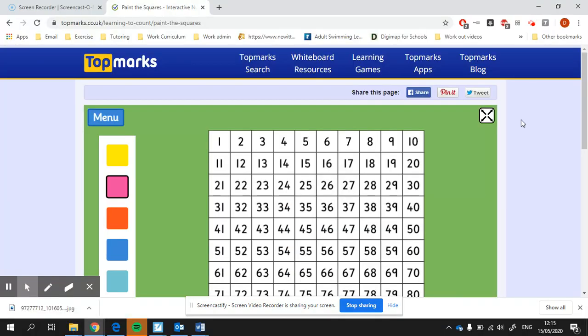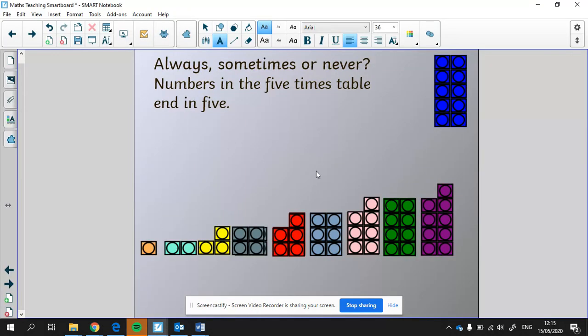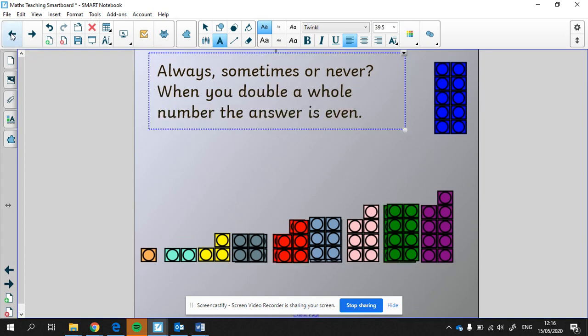And we'll have a little look at the main bit of our lesson now. Now we're going to be doing some investigative work today, an investigation. And we're going to look at some different questions. Always, sometimes, or never, and investigate whether these different mathematical statements are always true, sometimes true, or never. Then I'm going to tell you a bit about your investigation.